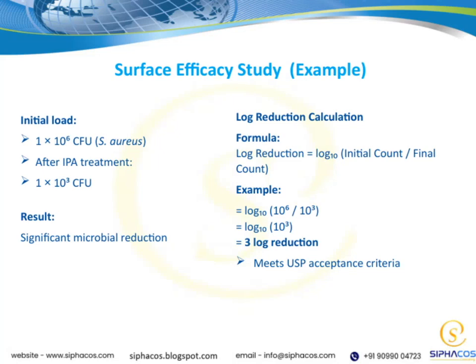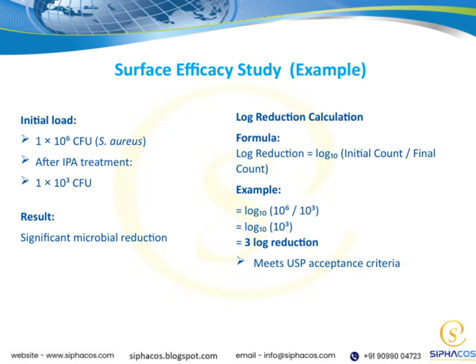Let's take a closer look at the log reduction calculation. The formula is quite straightforward. Log reduction equals log base 10 of the initial count divided by the final count. For example, if we start with a load of 10 to the 6th power, or 1 million CFUs, and after treatment we're down to 10 to the 3rd, or 1,000 CFUs, we can apply the formula.